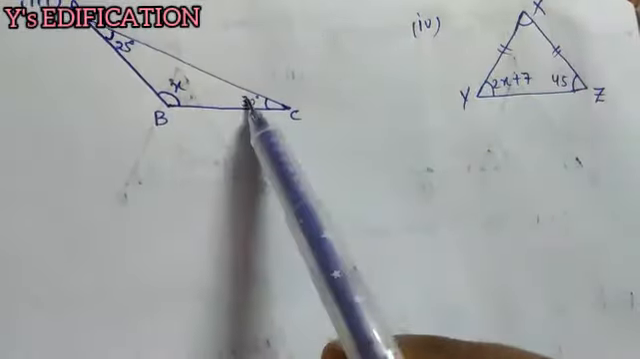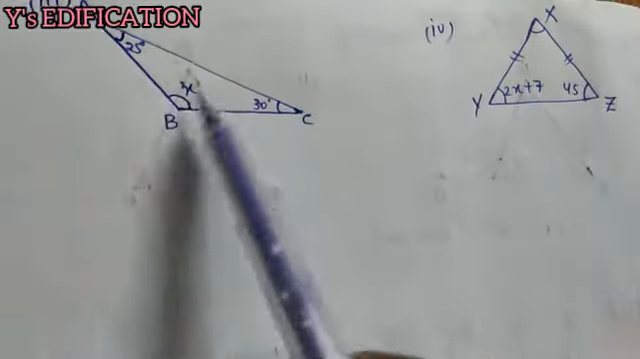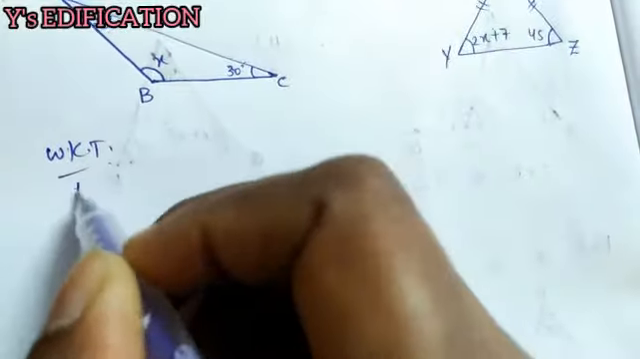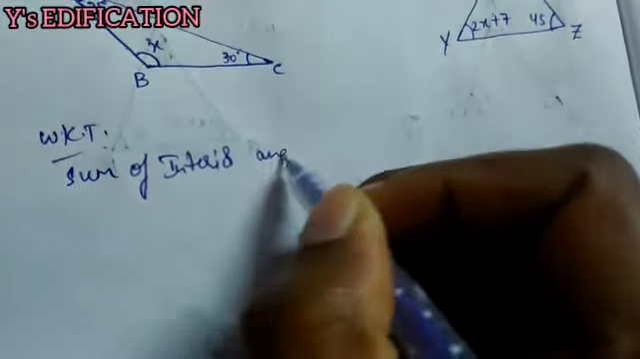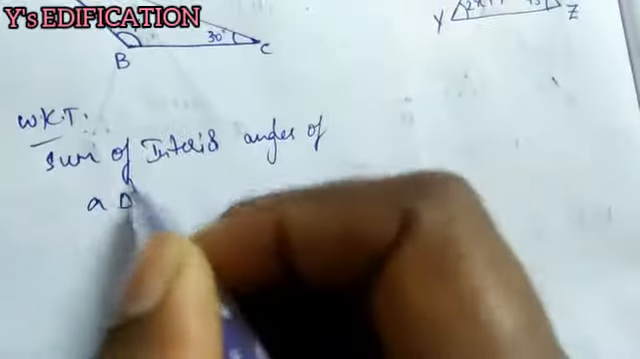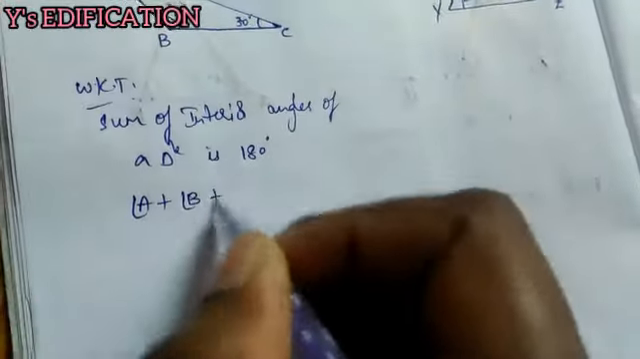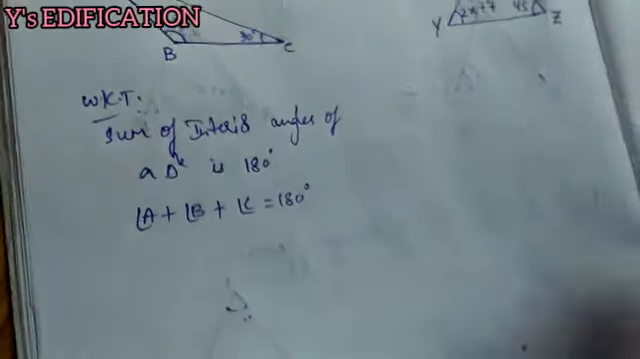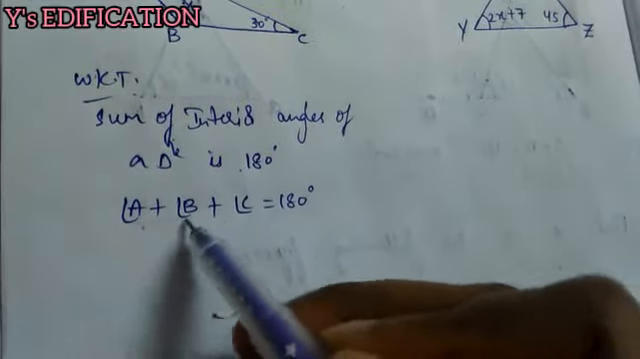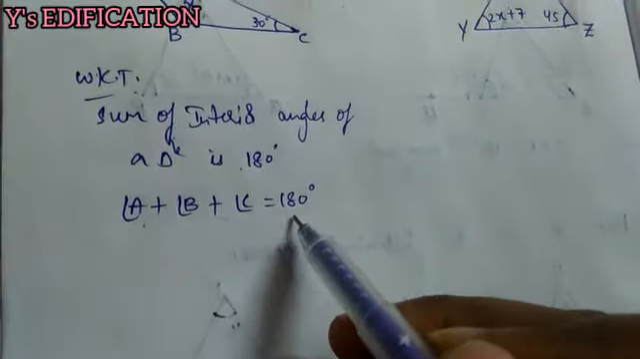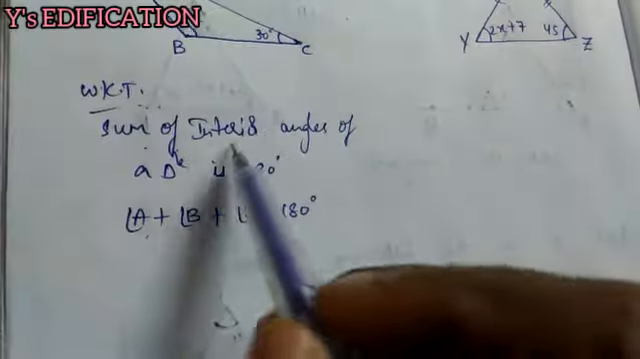Coming to the next one. In the same way, this is an obtuse angle triangle. Here also we have all the interior angles. So what we have to do is take the sum of the interior angles of a triangle, which is 180 degrees. So angle A plus B plus C is equal to 180 degrees. You have to mention this statement in every problem. Why? Because when you write this equation, we have to know why you are writing it. So you have to mention this in each and every problem.